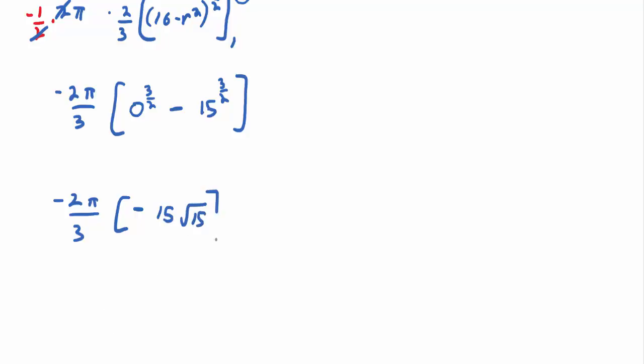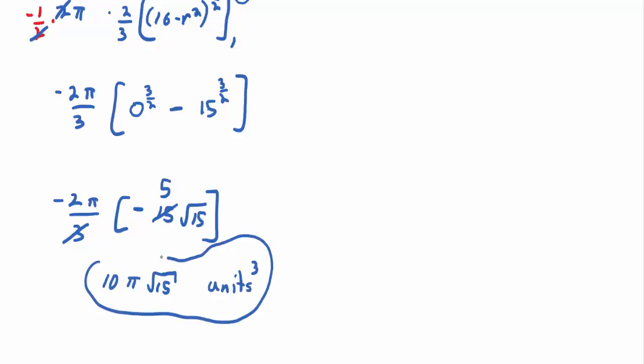So what do we get when we multiply the outside of the radical? What do we get? Positive, first of all. Well, 10 pi root 15. What units would that be in if I gave you units? Units cubed. Good. Cubic units. Yep. There's your answer.